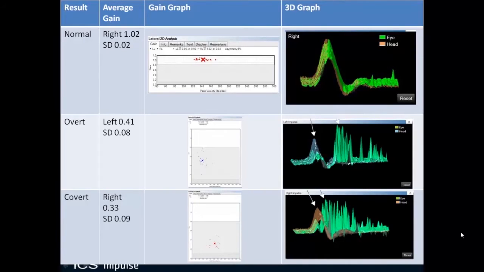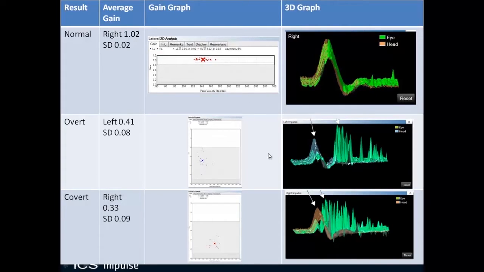So now let's look at normal versus overt versus covert. Here at the top, what you see is a normal response. So we don't see any covert saccades. This is a right side head impulse. The orange is the head and the green is the eye. And in the gain graph, the mean gain is 1.02 and standard deviation of 0.02. And it's all within the white region.